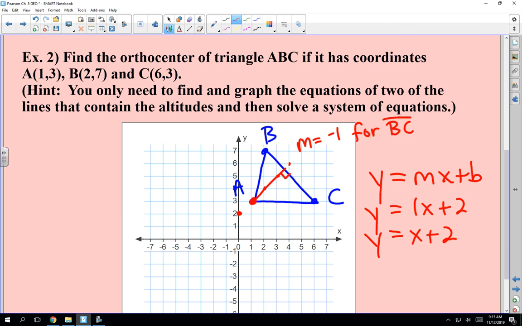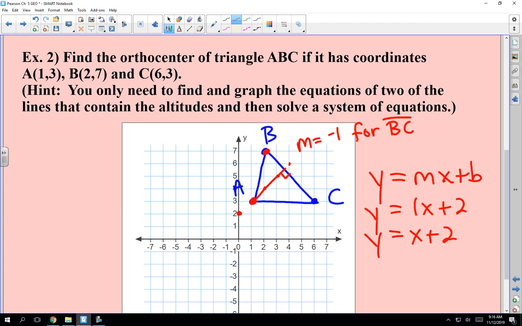All right, so let's pick another point to go from. How about if I go from, well, the easy one. Here's the easy one would be this vertical line from B. I could go from C, but the easy one would be the vertical line from B. What's the equation of the vertical line from B?